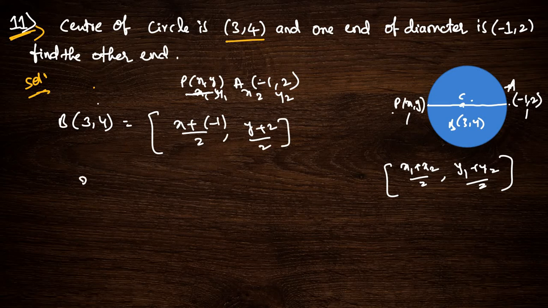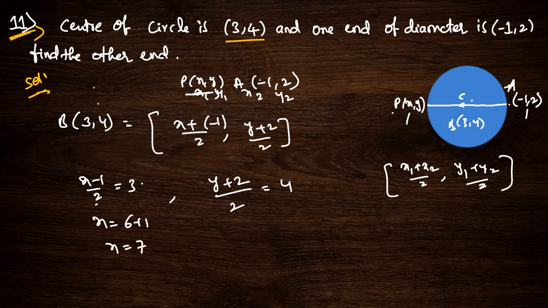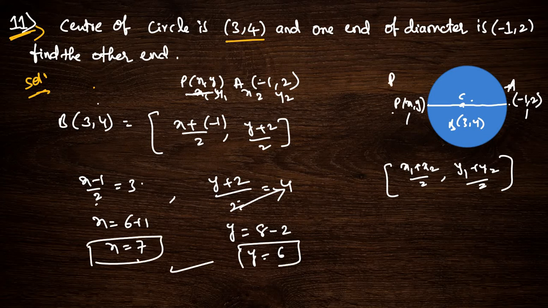So (x minus 1)/2 is equal to 3 and (y plus 2)/2 is equal to 4. So x minus 1 is 6, and x is equal to 6 plus 1 is equal to 7. Here 2 fours are 8, it will go there, and y is equal to 8 minus 2, so y is equal to 6. So these are the two values: P(x, y) is 7 comma 6.